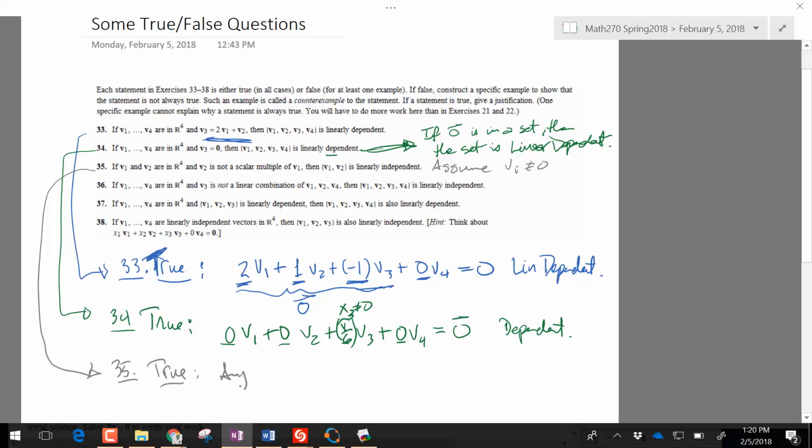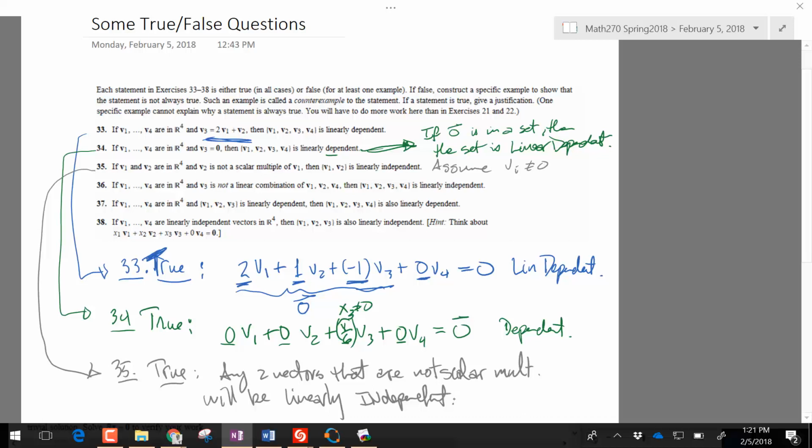So any two vectors that are not scalar multiples will be linearly independent. Regardless of where you are, they gave an example in R4, you can be in R2, R3, R15, it would still be true. The only way two vectors can be linearly dependent is that one of them is a scalar multiple of the other. If they're not, then they are going to span.